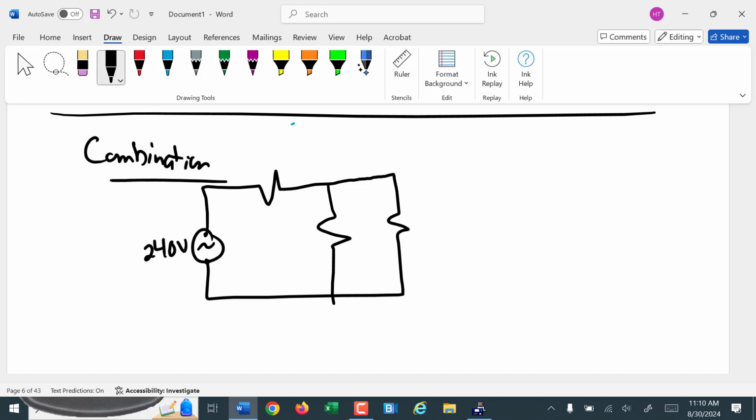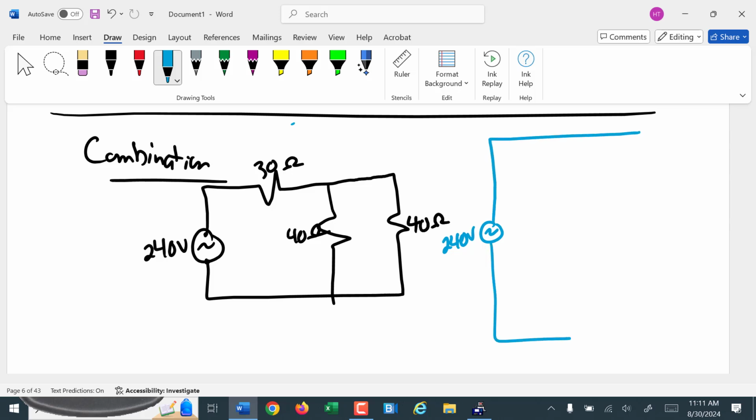So if we talk about combination circuits, most circuits are a combination of series resistors and parallel resistors. Part of the trick is breaking down the circuit, redrawing it in such a way that we can identify how the resistors are related. So let's put 30 ohms here. We'll do 40 and 40.